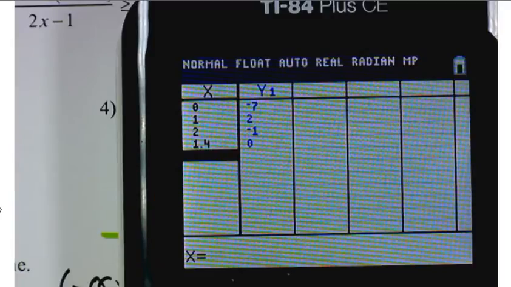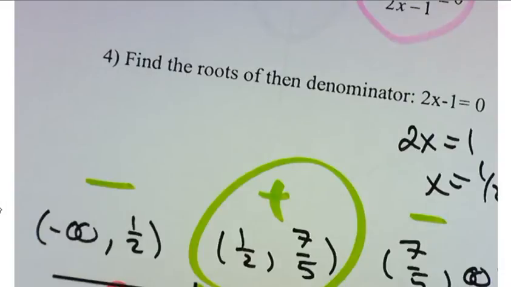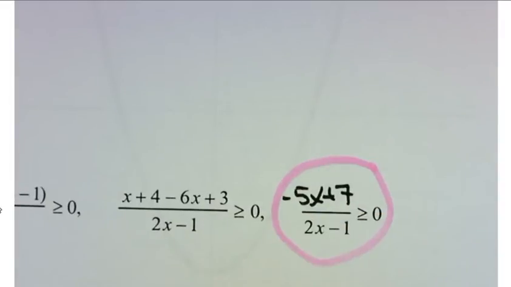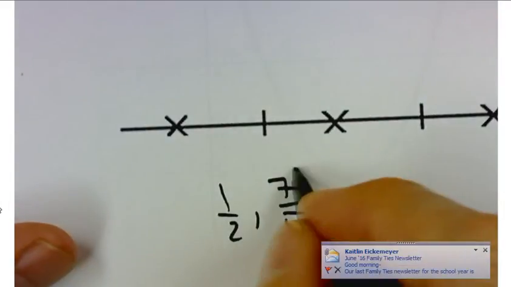And I got a 0. Ask yourself this question. Is 0 greater than or equal to 0? So I put in a 7/5 and I got 0. Is 0 greater than or equal to 0? Should I use that point as part of my answer? Yeah. 0 is greater than or equal to. It satisfies the equal to part, right? So I want to include 7/5.